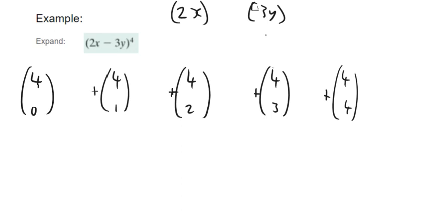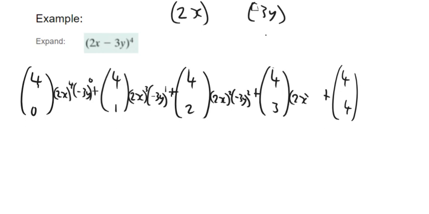Now I'm just going to take my first term, which is 2x this time, and I'm going to raise it to the power of whatever n is, so it's the highest power, so it's 4. The other term is minus 3y, and that's going to be to the power of 0 for the first one. Then it's 2x to the power of 3, because I've just reduced it down by 1, and my minus 3y, that gains a power, so it becomes 1. Then 2x to the power of 2, and minus 3y will be to the power of 2, it goes up by 1.